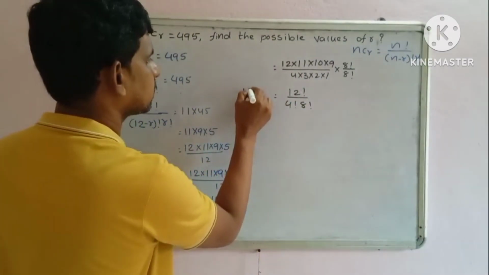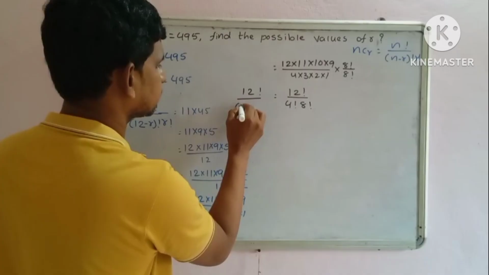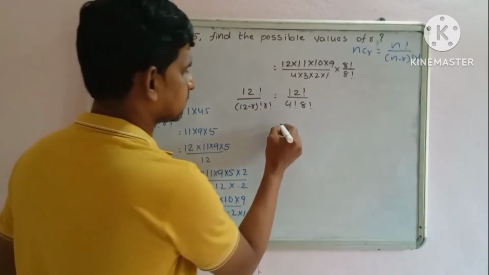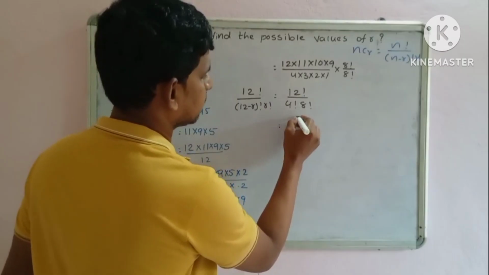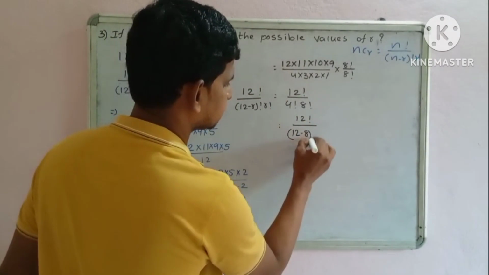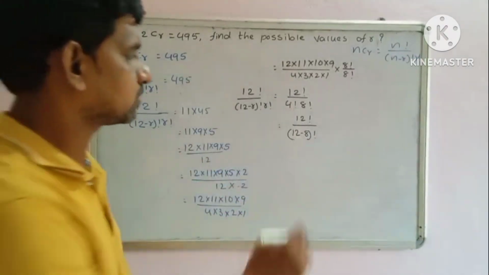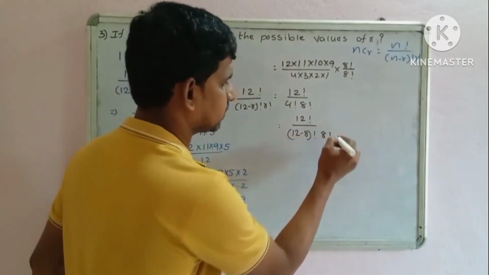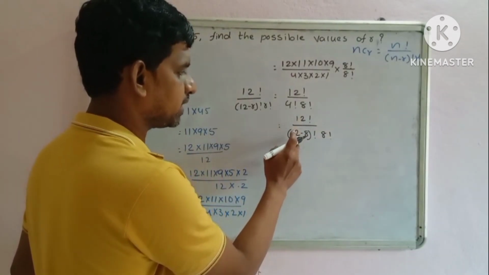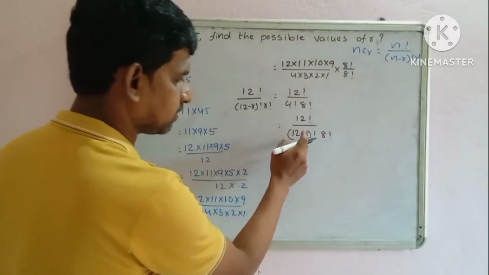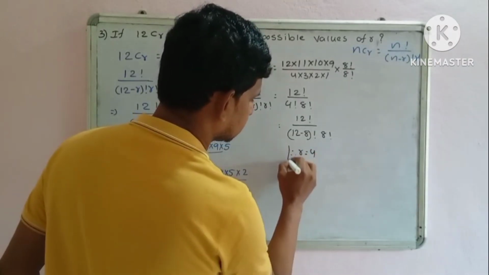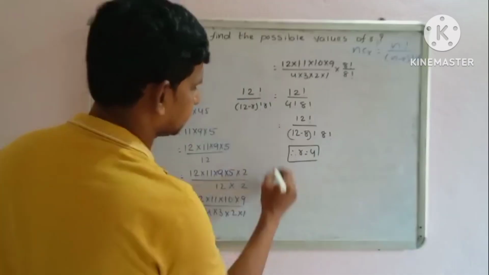What is this? 12 factorial by 12 minus r factorial into r factorial. Now 4 can be written as 12 minus 8, and 12 minus 8 is 4. So 12 minus 8 factorial into 8 factorial. Now see the form n factorial by n minus r factorial into r factorial. What is the value of r? Therefore r equals 4. This is the first condition.